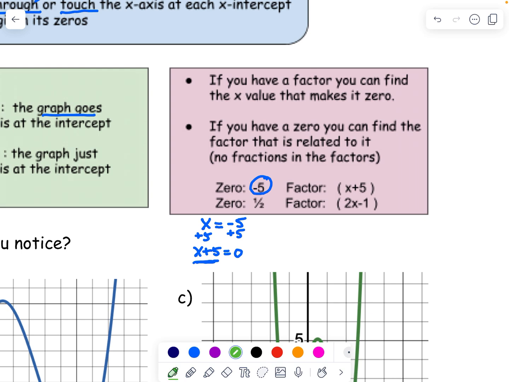The thing you kind of have to watch out for is we aren't going to want to have fractions in our factors. So if I start out with x equals 1/2, I'm really going to want to multiply both sides by 2. And then I'll have 2x is equal to 1. And then when I subtract 1, my factor will end up to be 2x minus 1. So we really want to make sure that we don't have fractions in our factors, okay? So maybe write yourself a little note, no fractions in factors. Okay, cool.